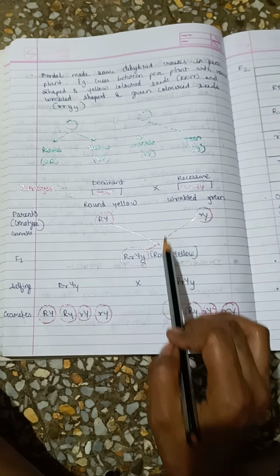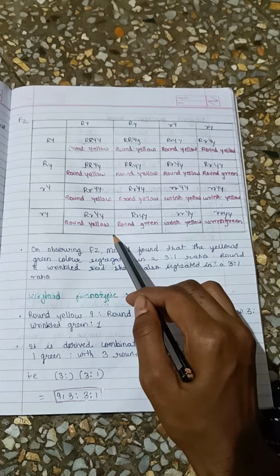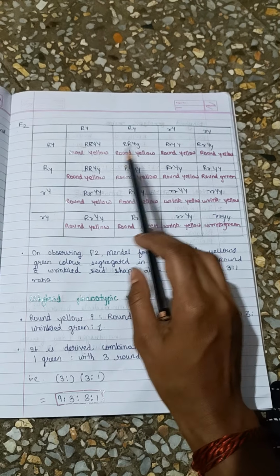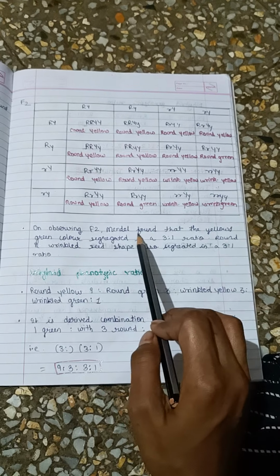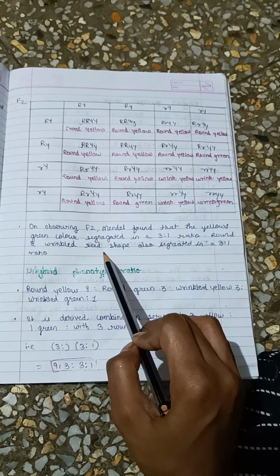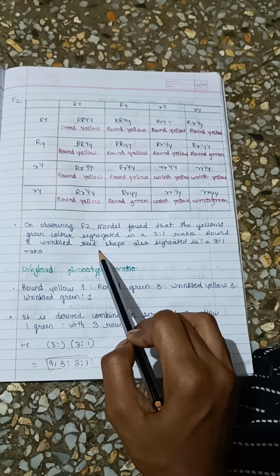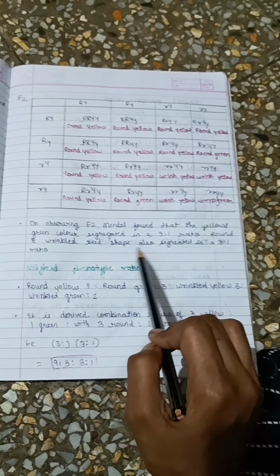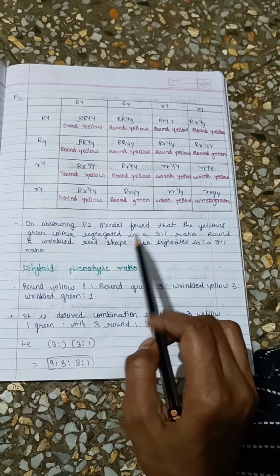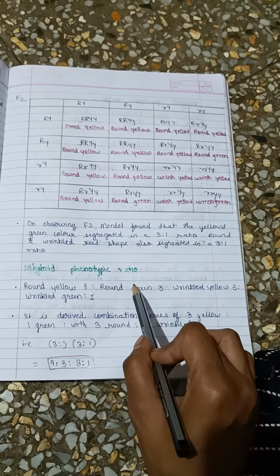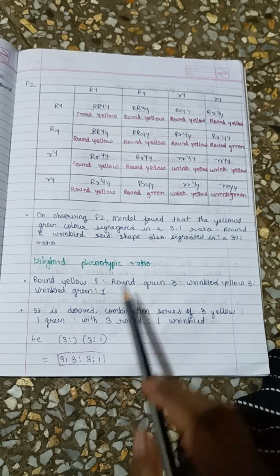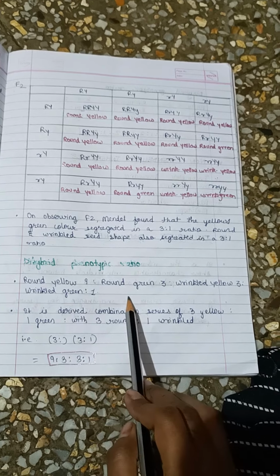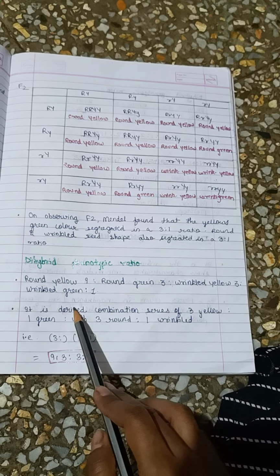And then round yellow, then we hybridize this. This is the table which is given for all this, and then we cross it and this comes. On observing F2, Mendel found that the yellow and green color segregated in a 3:1 ratio. Round and wrinkled seed shape also segregated in a 3:1 ratio. Then the dihybrid phenotypic ratio: round yellow 9, round green 3, wrinkled yellow 3, wrinkled green 1.